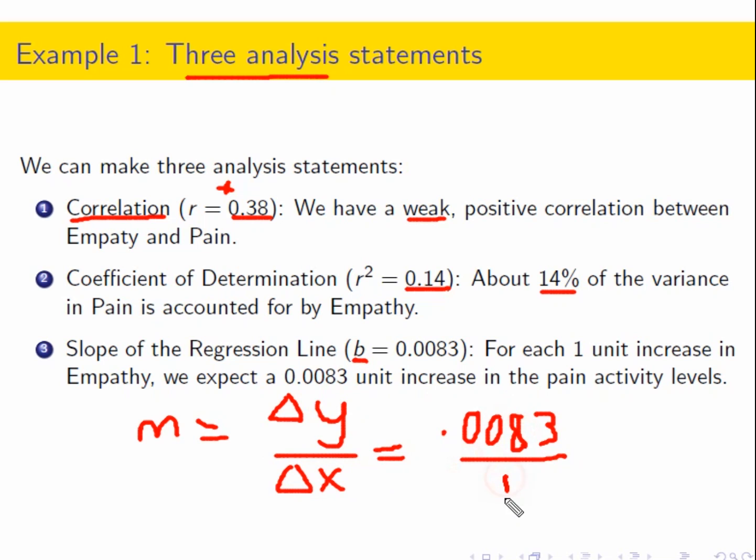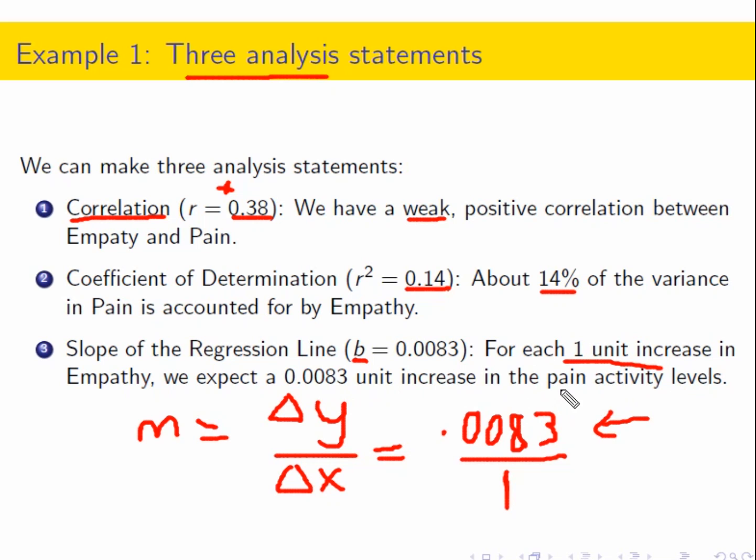And put it over 1. And this proportion is exactly what we're trying to put into words. We're saying that for each 1 unit increase, as the x changes by 1 unit, the y variable changes by this many units. So that's the words we put down. For each 1 unit increase in empathy score, we expect a 0.0083 unit increase in these pain activity levels.